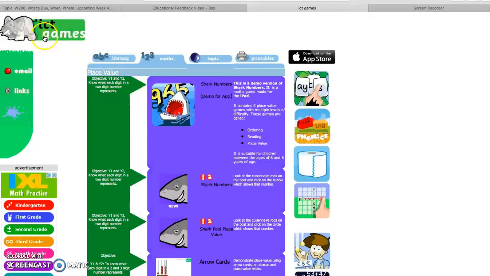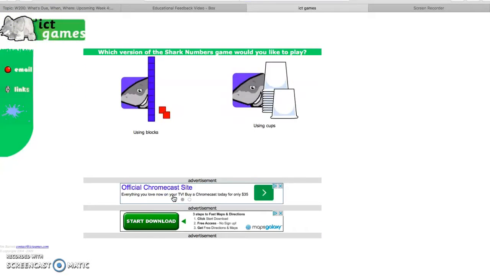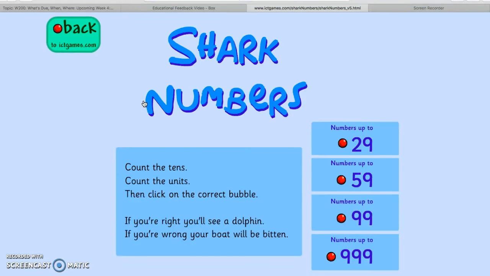So I found this game on ICT Games, and I like this first game called Shark Numbers. We are going to pick to use the blocks because that's what we use in the classroom, so the students are already used to it, which makes it a lot easier for them. They're not going to be frustrated by the game at all, and I like it a lot.